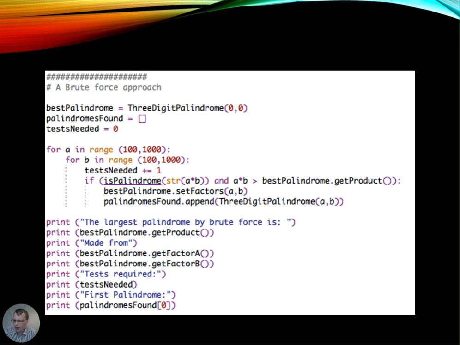There's also some code supplied that stores a palindrome called best palindrome, and this is a class. So you may want to go and have a look at that and understand how the 3-digit palindrome class stores palindromes to allow for comparisons and so on. Okay, I'll let you have a look at that code.